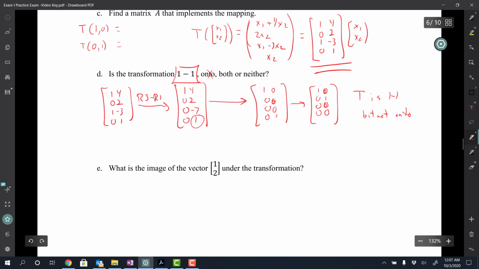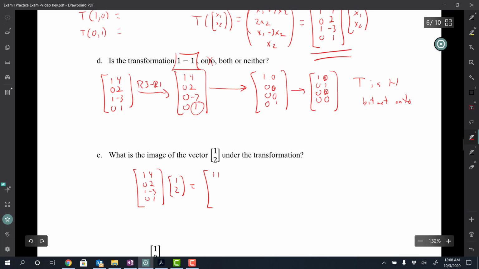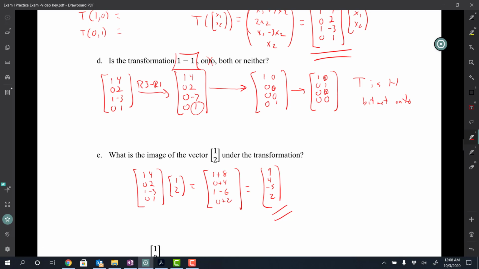And lastly, it says, what is the image of the vector 1, 2 under the transformation? That means what is the output if I were to input 1, 2? So I can just take my matrix and multiply it by my input 1, 2, and the product, which will be 1 plus 8, 0 plus 4, 1 minus 6 and 0 plus 2, this output that is 9, 4, negative 5, 2, that is the image of 1, 2 under the transformation. So that should be my image.